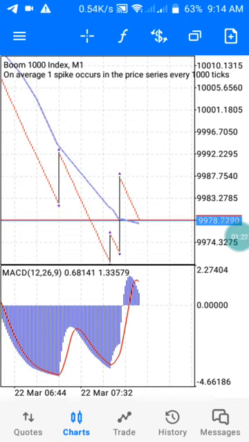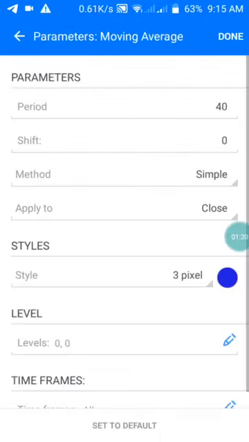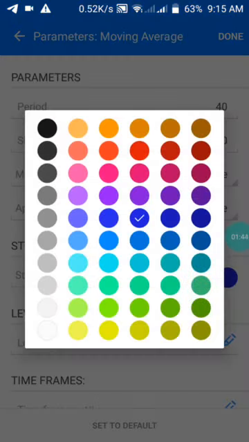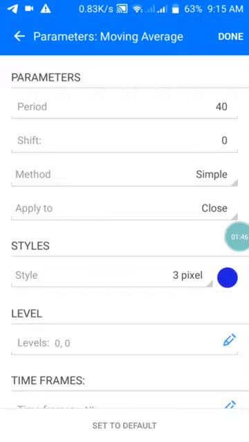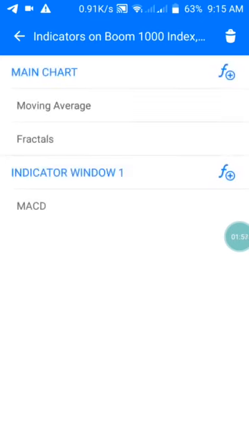Before I go into explanation, let me show you the settings of this strategy. On my main chart, I have my moving average first. I have the period at 40, shift at 0, method simple, applied to close, and my style in blue color. You can choose any color of your choice. Then you press done, and you can also click on the second thing that I have on my main chart. You can choose any color, then you press done. This only indicates the beginning of a trade and the end of the trade.